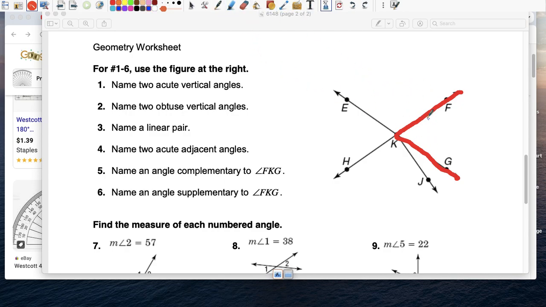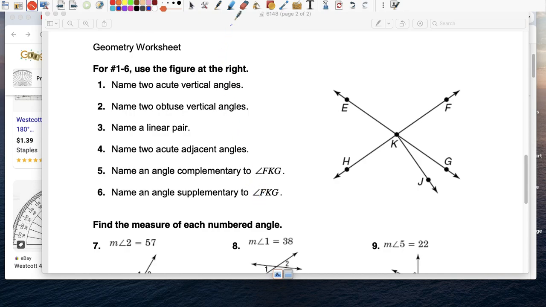So they're saying complementary to this angle. So this angle here, angle FKG, plus one angle that we don't know equals 90 degrees. So which angle would that be? Well, it has to be this one, right? So that you can see it makes a 90-degree angle, these two angles, this one and this one. So the complementary angle to that one would be angle GKJ. Okay.